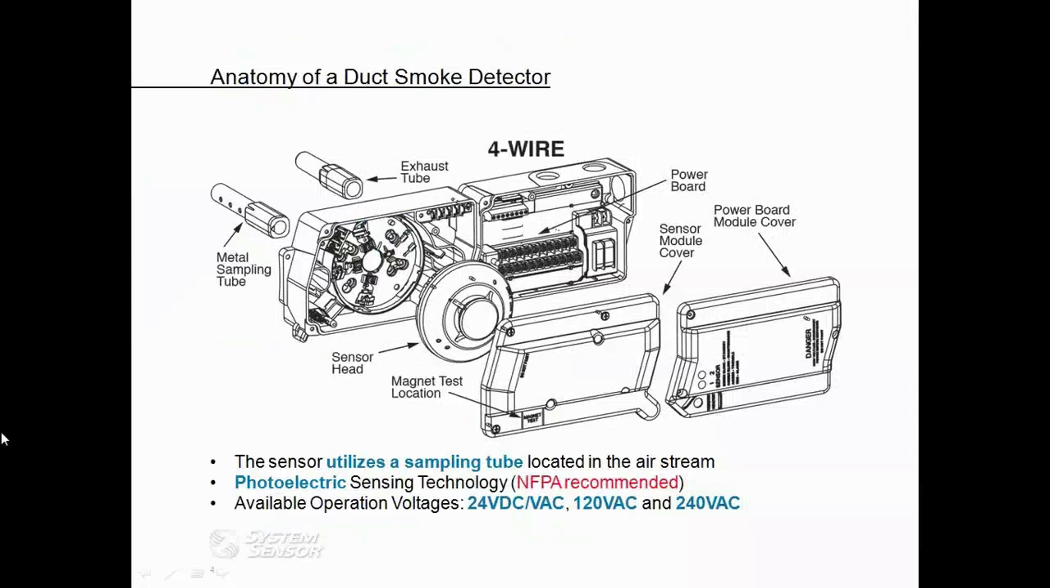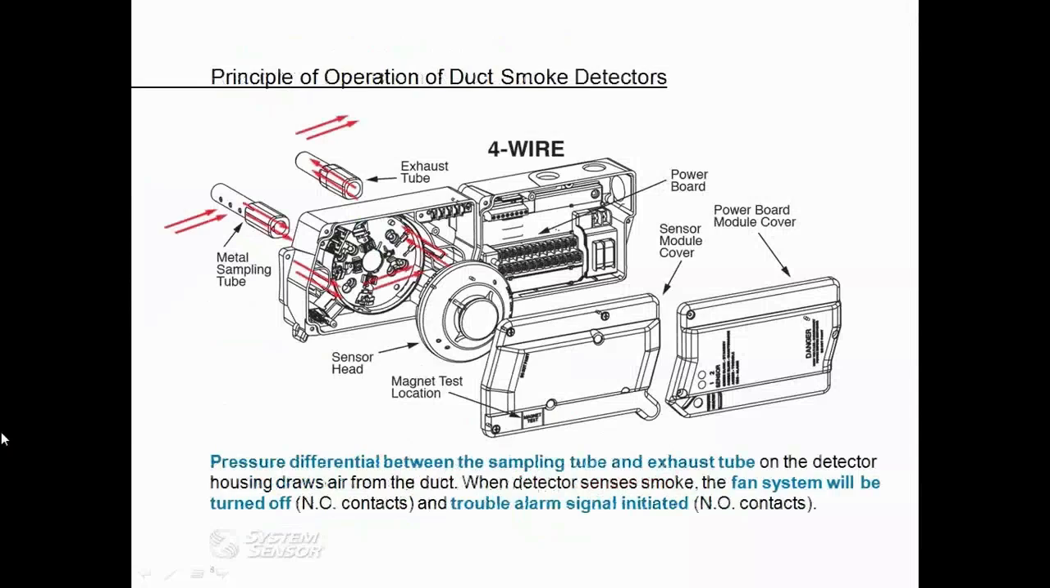There are still ionization duct smoke detectors available on the market, but typically they're just not really used in duct applications anymore. Duct smoke detectors also have the ability to be powered from a variety of different voltages that are listed there on the screen.